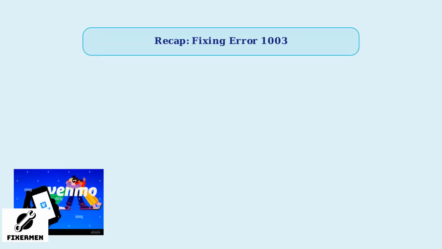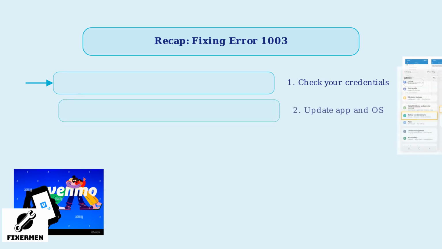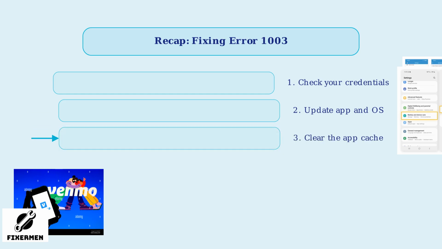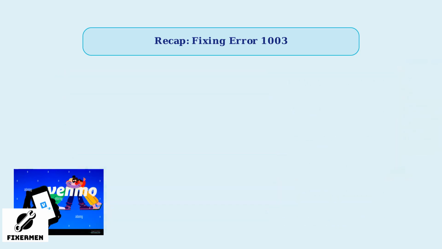To recap, fixing Venmo error 1003 involves several key steps. First, check your credentials to ensure they're correct and up to date. Next, make sure your app and operating system are updated to the latest versions. Then, clear the app cache to remove any corrupted data. Disable any VPNs that might be interfering with the connection. Verify your multi-factor authentication settings are properly configured. Finally, contact Venmo support if the issue persists.